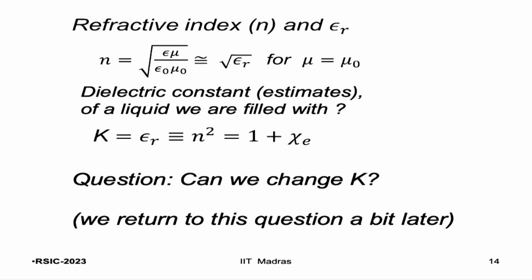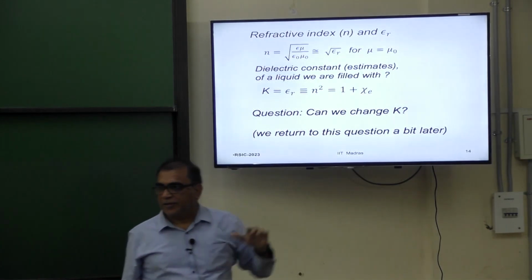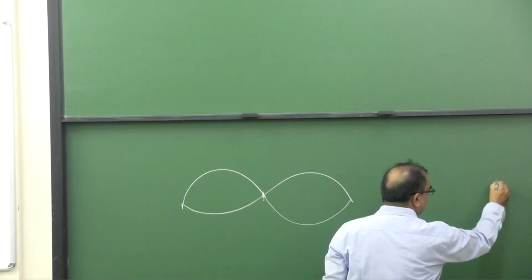The question here is, can we change the dielectric constant of any liquid or any material? If we can change it, then we can change the susceptibility. So that question probably will not be answered, but we'll see. Yes, actually it is. What happens is, so you have these. Do you know this?